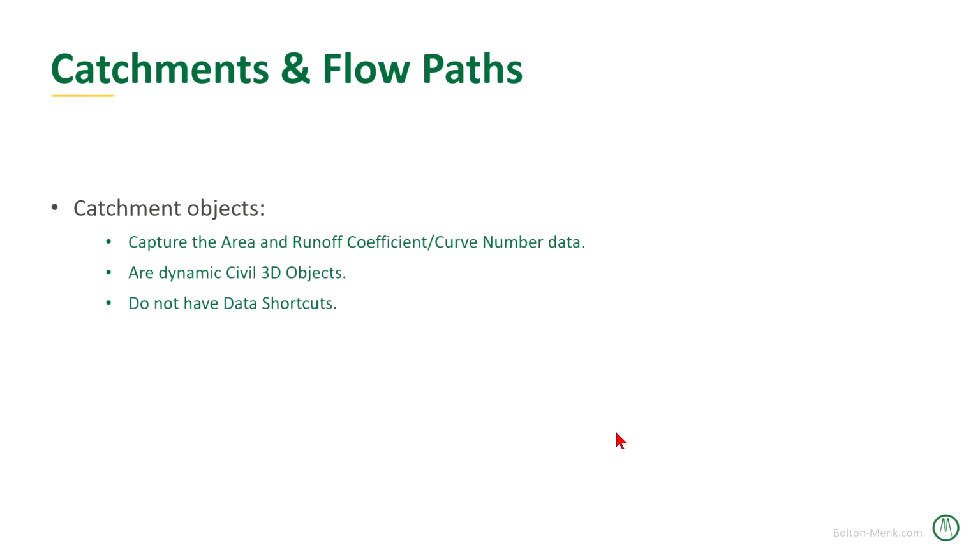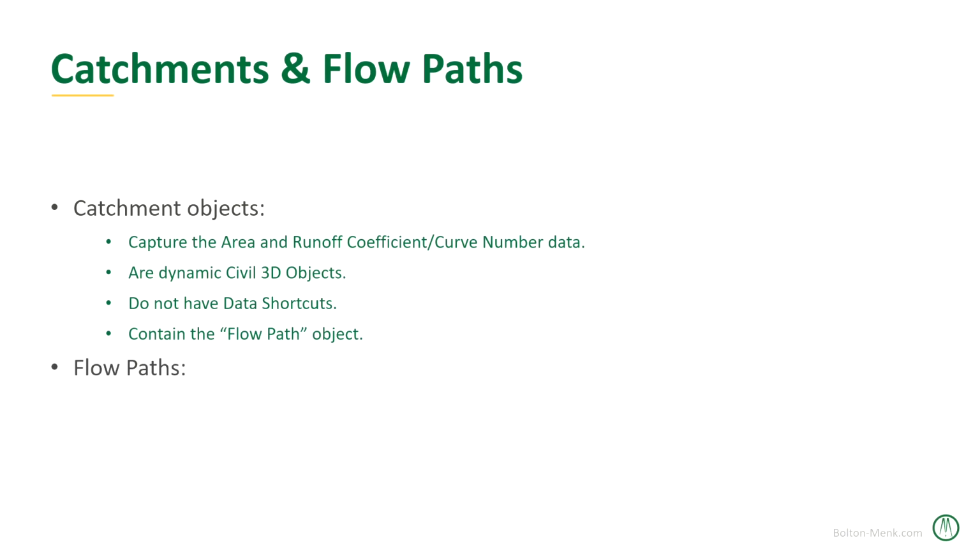However, catchment objects don't have data shortcuts, so we're really going to want to use these either in our utility drawings that host our pipe network data, or we'll want to put this in a separate drawing where we're going to data reference in all of that information, and then we'll have those live in there. Catchments are also the parent object of our flow path object. So you can't define a flow path unless you have a closed area and that polyline defined.